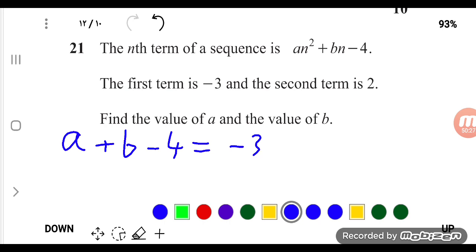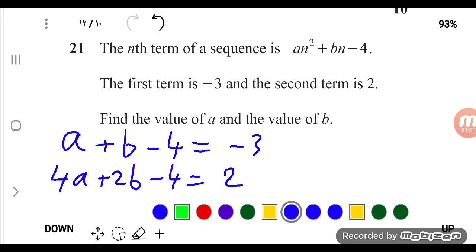Then the second term is 2, so I plug 2 for n. A times 2 squared is 4a, and b times 2 is 2b, so plus 2b minus 4 is equal to the second term, which is 2. Now I'm going to solve these equations simultaneously to find the value of a and b.